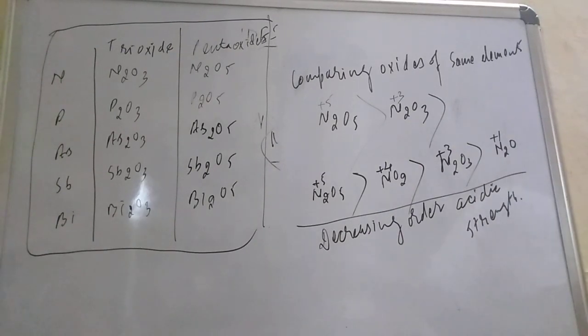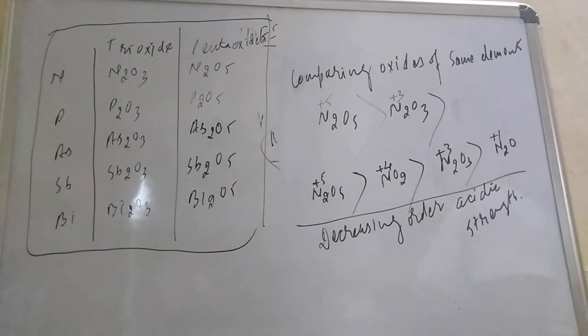So this is all about the oxides of the group 15 family and their oxidation states.